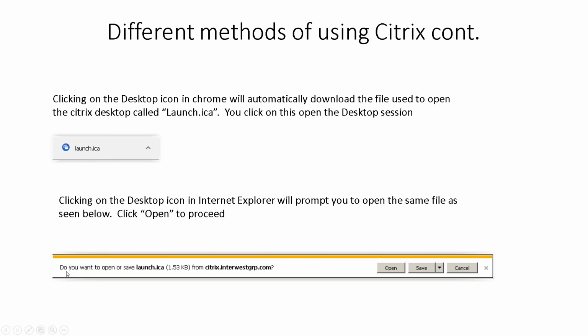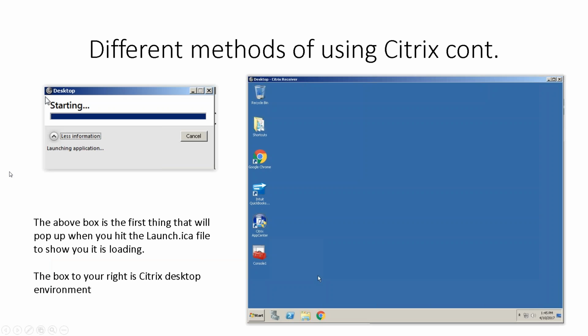Then in Internet Explorer, it'll show this "Do you want to open or save launch.ica" prompt. So we can click on this to move forward, or we can click on "Open in Internet Explorer," and it'll start to launch the application or the desktop, whichever you're choosing to use.